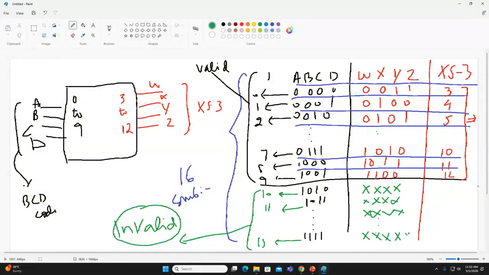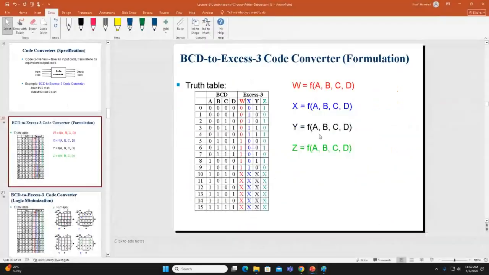Okay. How many don't cares will be in the truth table for each truth table? 6. So there will be 6 don't cares. So can you see here now?